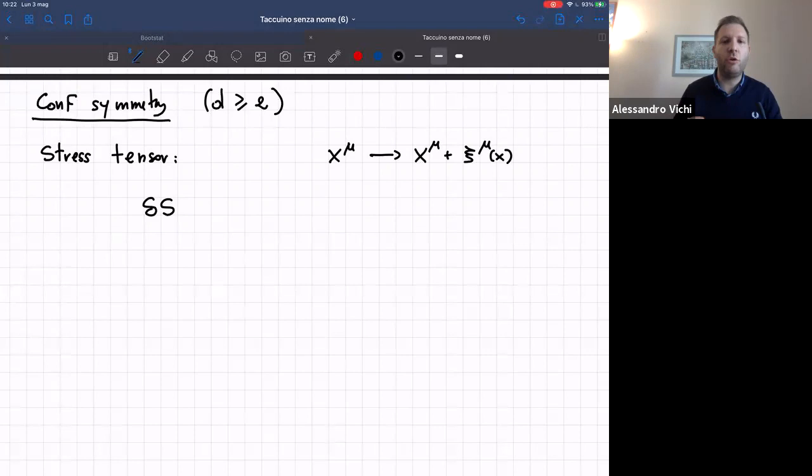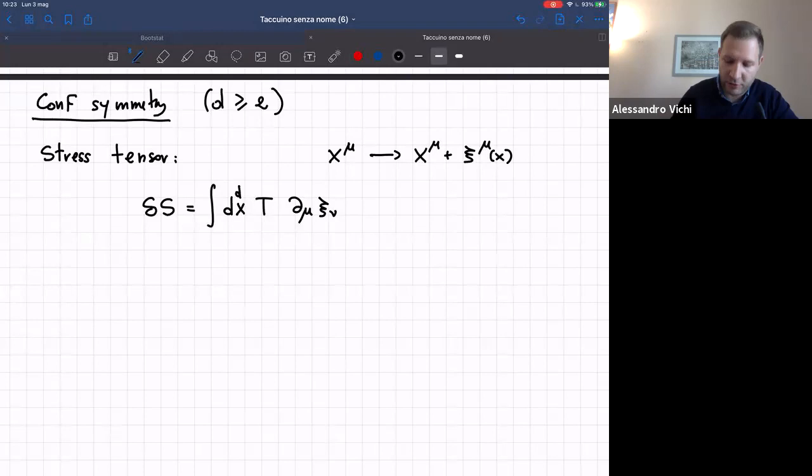So what better way of looking at the response than by looking at the action? The stress tensor is defined as the way in which the action changes. So you will have an integral d^dx. And of course, if you just translate the system, nothing should happen. So whatever change occurs has to be proportional to the derivative of this quantity xi. Otherwise, it's just a translation of the system. And the parameter that enters in this infinitesimal response is the stress tensor.